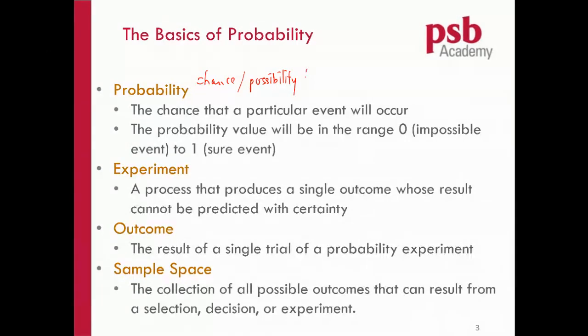Or you can use the word likelihood. The chance that there will be rain tonight is probably 30%. The possibility that there will be rain tonight is 30%. The likelihood that there will be rain tonight is 30%. So you can use any of these words. They mean the same thing, right?